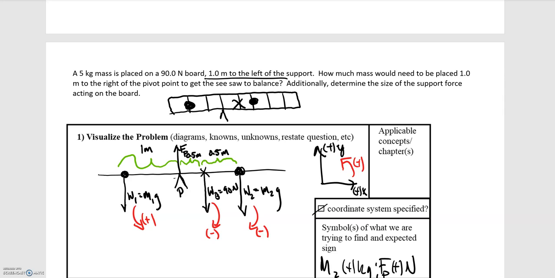The other thing to note is that the weight forces are all going to be perpendicular to the distance from the pivot point. And so the angle between those two vectors, the force vector and the distance from the pivot point vector, is going to be 90 degrees.